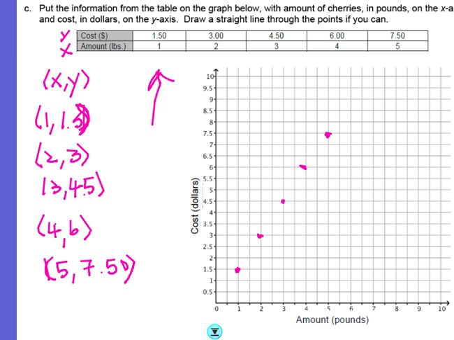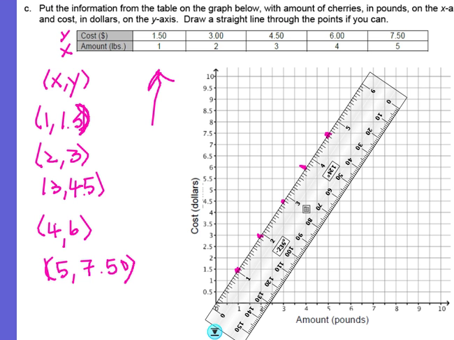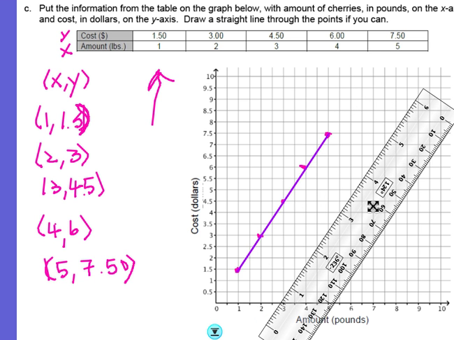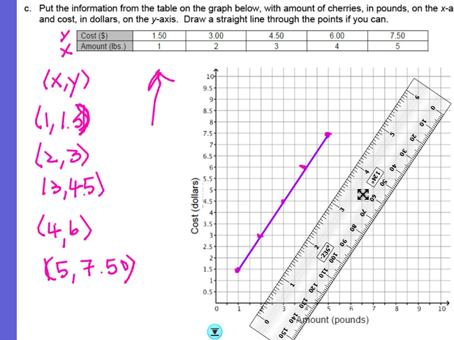So we're going to have to connect these dots using the ruler. Now I'm going to do that here. So I'm going to take a ruler. I'm going to connect these dots and draw a line. If I do that, that's actually not a line. It's called a line segment. Lines, you need to extend it all the way.